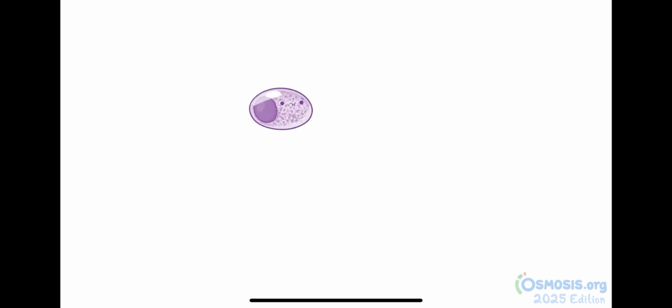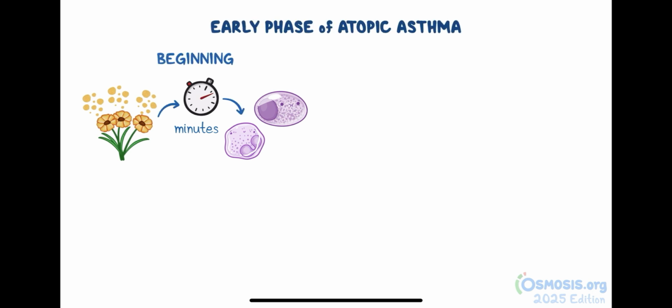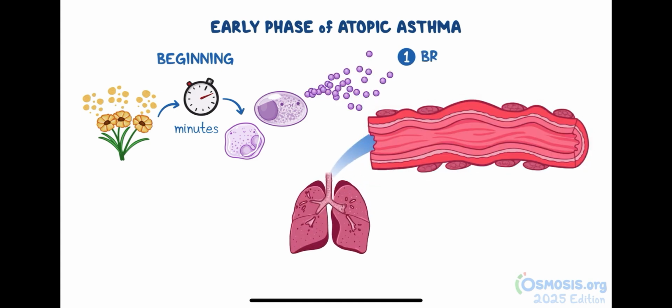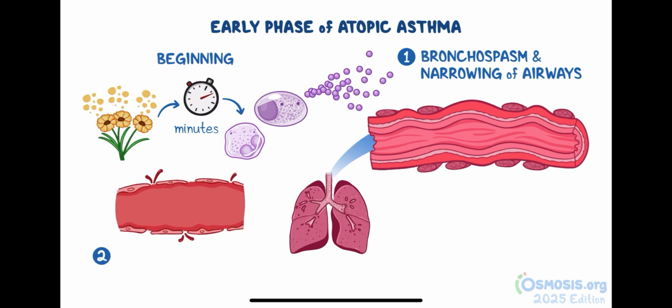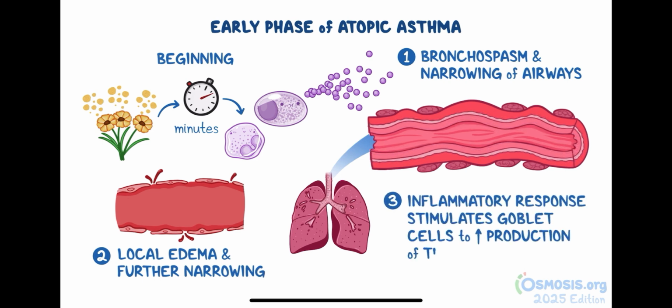The activation of mast cells and eosinophils occurs minutes after exposure to a specific allergen and represents the beginning of the early phase of atopic asthma. First, inflammatory mediators cause smooth muscle cells to contract, causing bronchospasm and narrowing of the airways. Second, the surrounding small blood vessels dilate and become leaky, causing local edema and further narrowing the airways. Third, the inflammatory response stimulates goblet cells to increase the production of thick mucus that can plug the already narrowed airways.